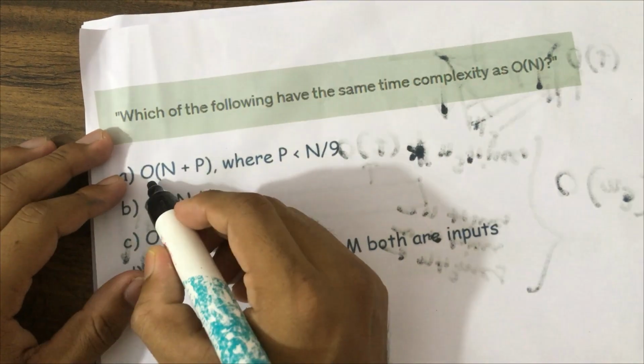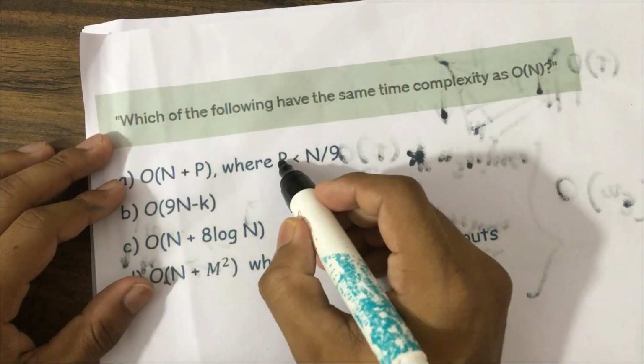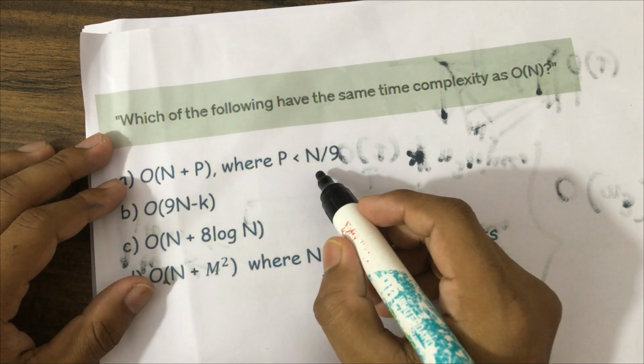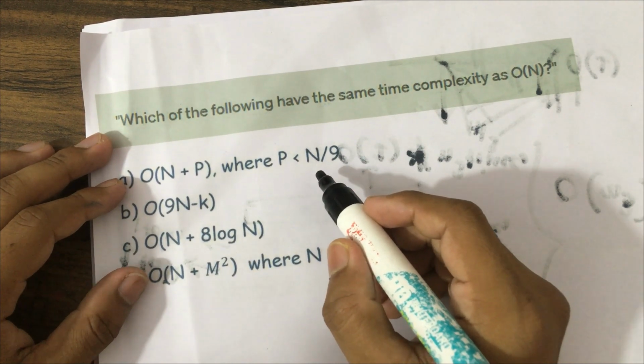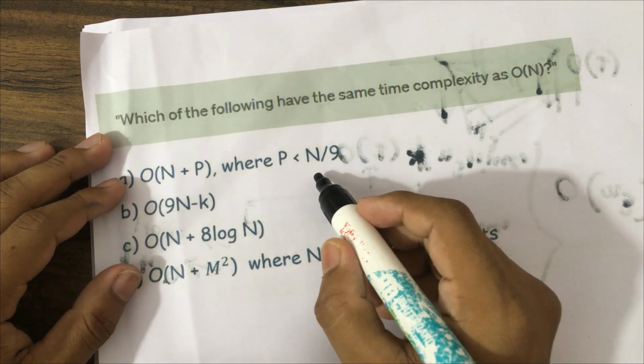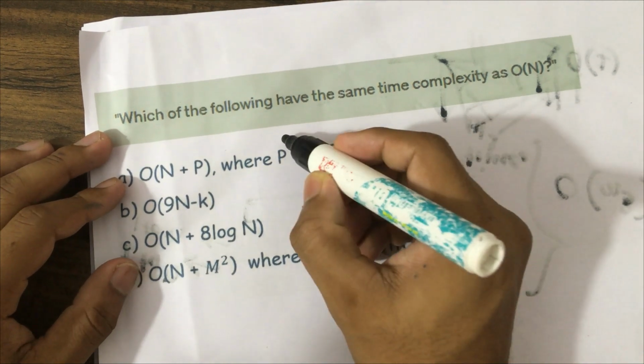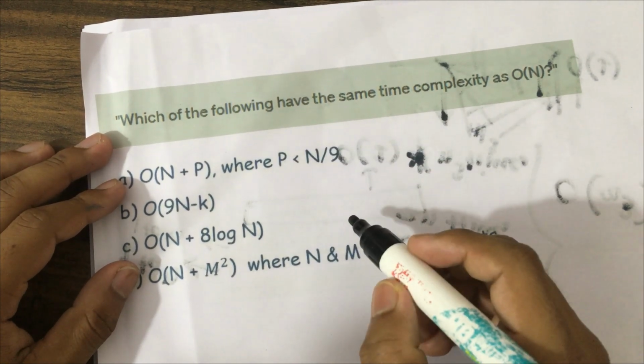So let's read the first one. O of n plus p, where p, right? So can you tell, so you can clearly tell that, right? We can clearly tell that p is a very small value. And how can we tell that?